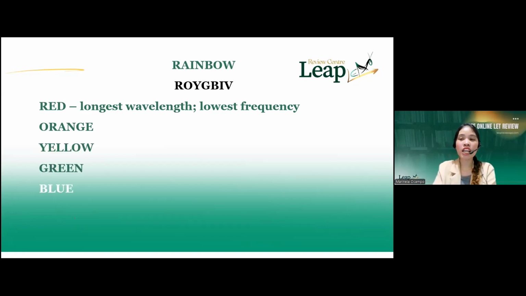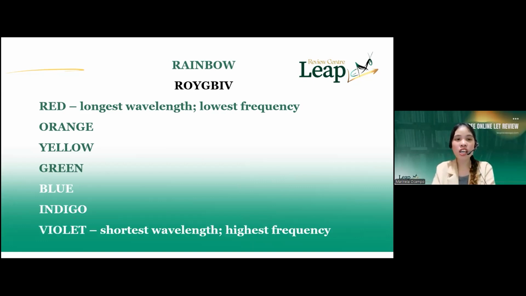In terms of the relationship between wavelength and frequency, it is inverse. Meaning to say, if the wavelength is bigger or longest, it will have lower frequency. The other end of the rainbow is the color violet, which has the shortest wavelength but the highest frequency. So again, the arrangement is this: red, orange, yellow, green, blue, indigo, and violet.